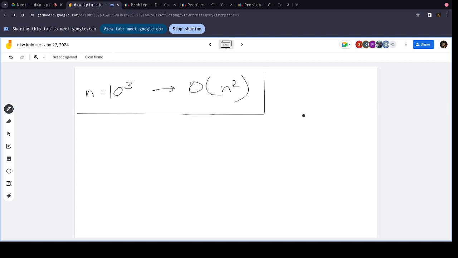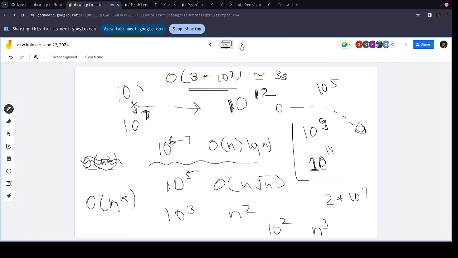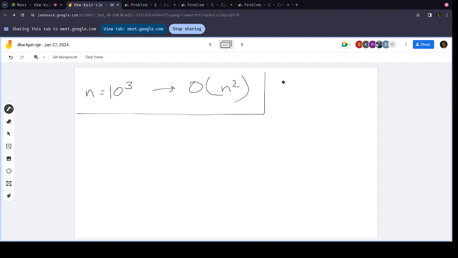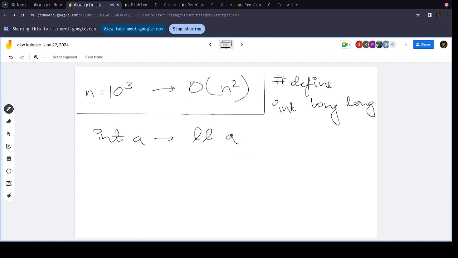Like in C++, to overcome the integer constraints, we have a preprocessor directive called define. Basically, it just picks all the words and replaces them with whatever you want. So we can write define int long. What it does is it makes all the int long. So wherever you have written int a, it will just convert it to long a.